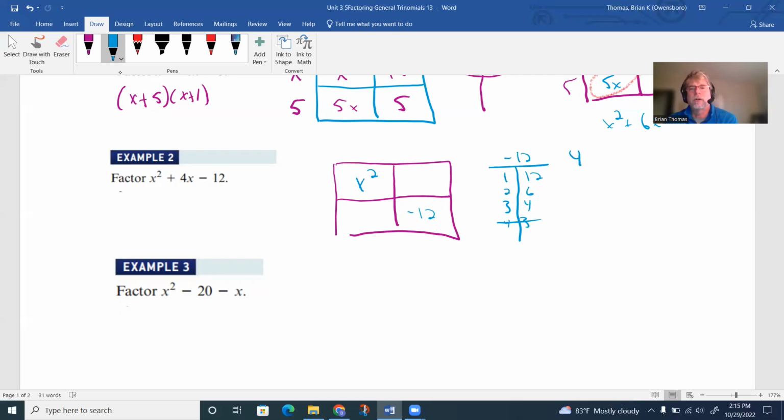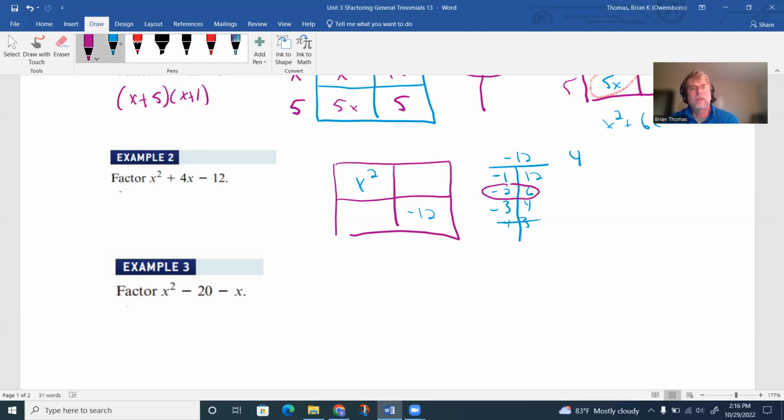Well, the first thing to pick up on is that to get a negative 12, one has to be positive and one has to be negative. But remember, to add and get a positive number, the smaller number has to be negative. So that means this side over here has to all be negative. Now I have the negative 1 times the 12, the negative 2 times the 6, and the negative 3 times the 4. They all give me a negative 12. But which pair of factors actually gives me that positive 4? What we pick up on is that the negative 2 and the 6 would work.